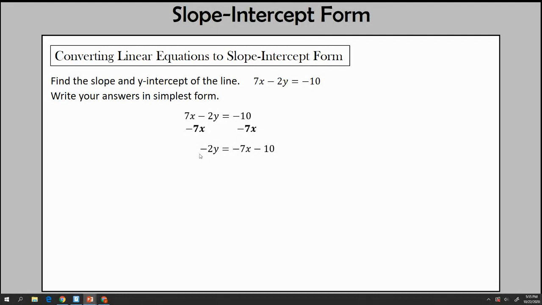Now I want to make the coefficient of y become positive 1. I'm going to divide each side by negative 2. Everything gets divided by negative 2. I'm going to rewrite it now. These are going to cancel. That's why we did it, to get this to be a positive 1y.